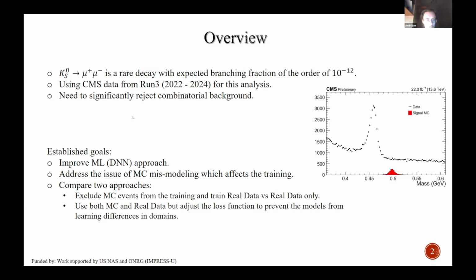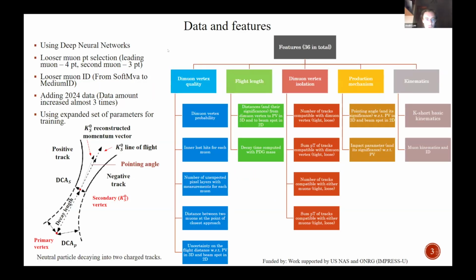So in order to reject combinatorial background, we will try to improve our machine learning approaches. We first of all gathered data and features, 36 features for training in total. They are both primary detector response and some high-level features. They can be divided into 5 groups: dimuon vertex quality, flight length, dimuon vertex isolation, production mechanism, and kinematics.